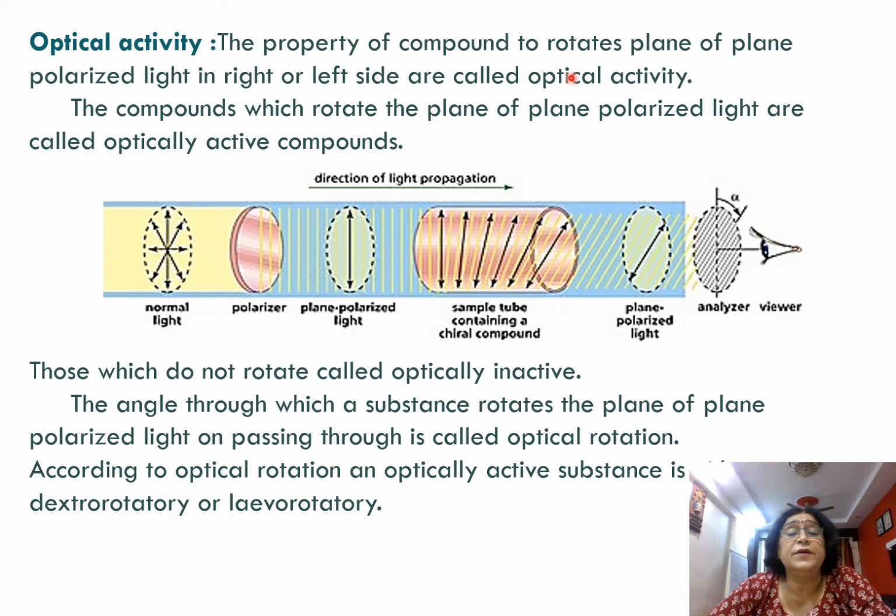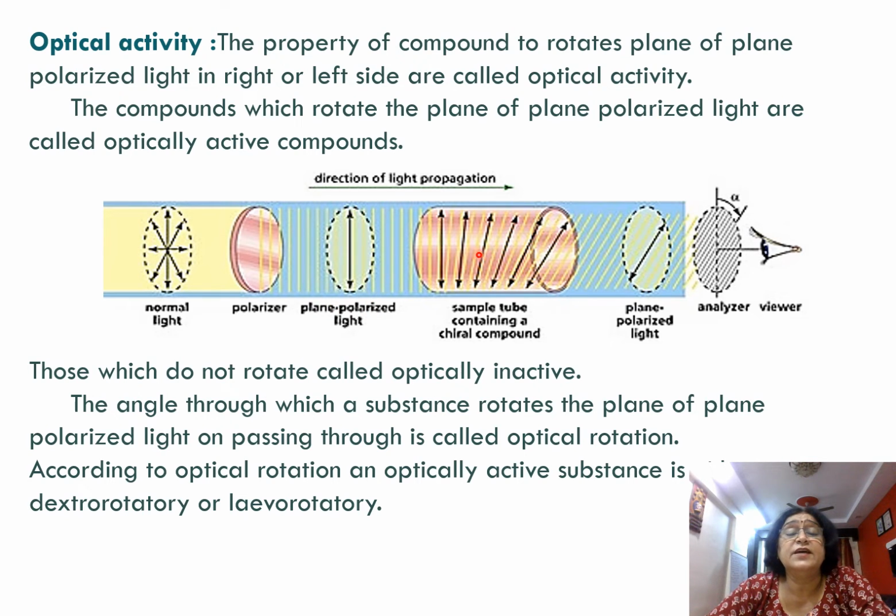Okay. So the property of a compound to rotate the plane polarized light in the right direction or left direction is called optical activity. And such compounds which rotate the plane of plane polarized light are called optically active compounds. So here you see the normal light when it is passed through the polarizer, the oscillation that is parallel to the slit passes by, and this light is called plane polarized light.